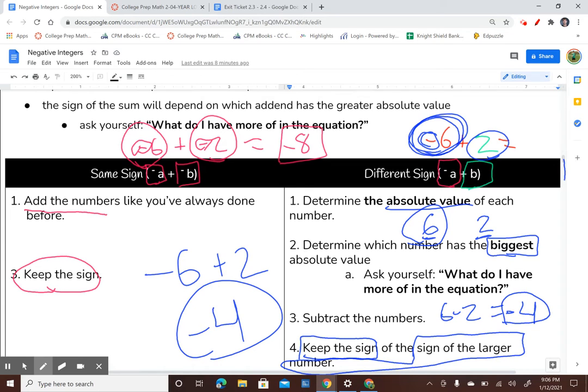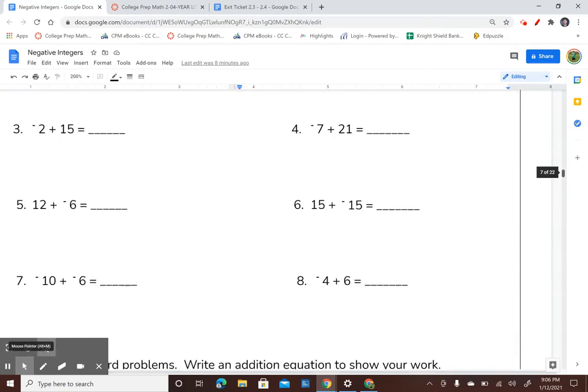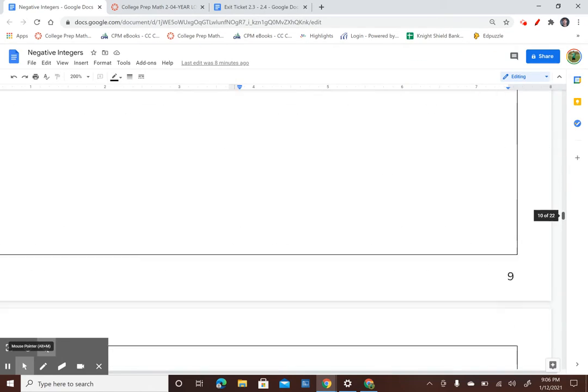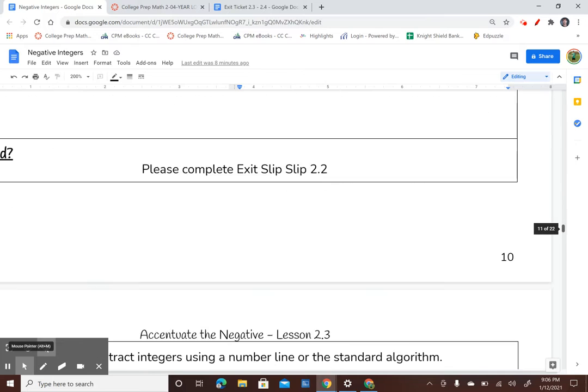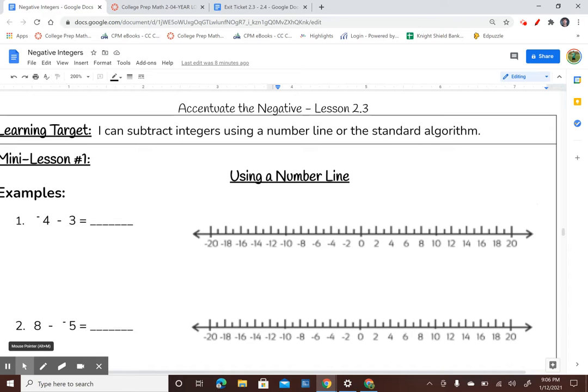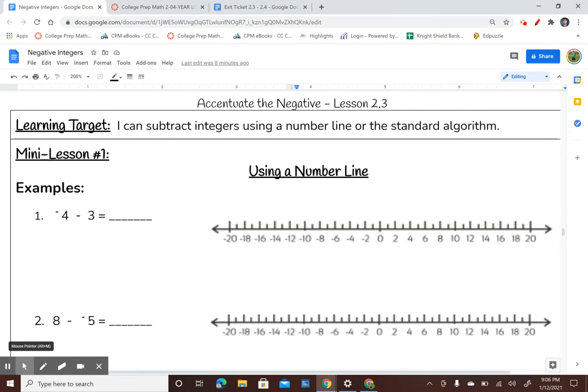So since we learned how to add positive and negative numbers yesterday, we can use this skill to help us subtract positive and negative numbers. So here I'm scrolling down to page 11, lesson 2.3, and at top it says I can subtract integers using a number line or the standard algorithm. So here what I like to do before I even begin is circle my negative numbers in red and circle my positive numbers in green.